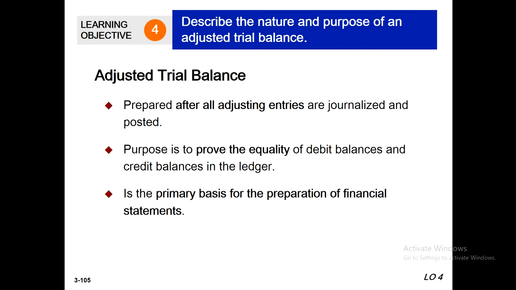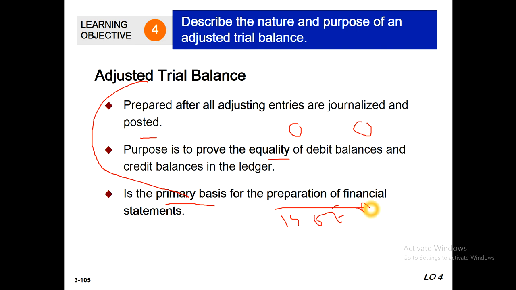Now, the adjusted trial balance is prepared after all adjusting entries are journalized and posted. Number 2, the purpose is to prove the equality. That means after considering the adjusting entries, our total debit balance and total credit balance will be equal. And then it is the primary basis for preparing financial statements. On the basis of the adjusted trial balance, we can easily prepare the financial statements, that means the income statement, owner's equity statement, balance sheet, etc.